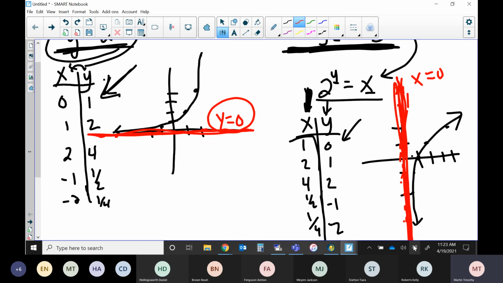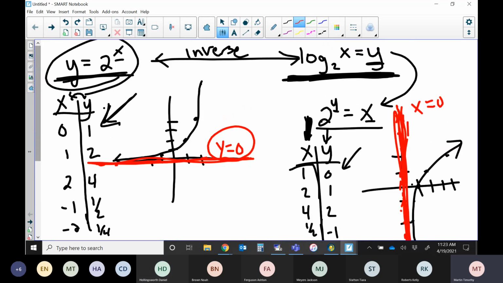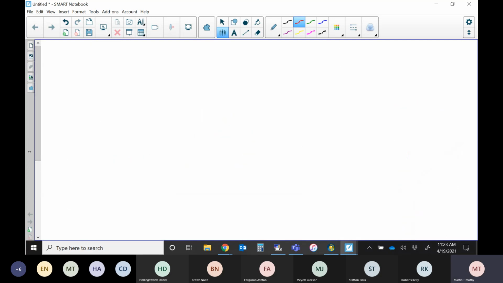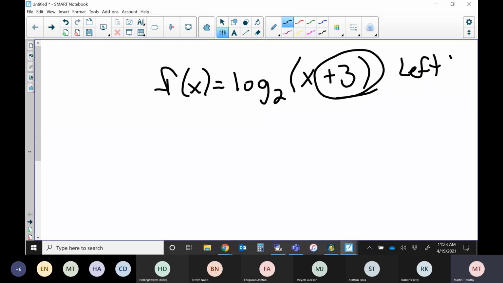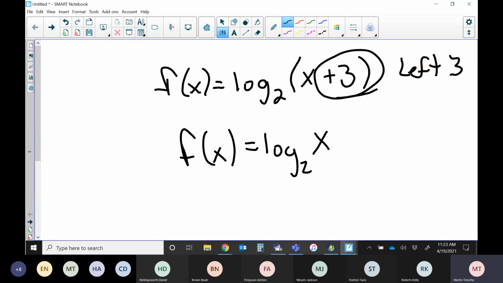All right, so that is kind of what we're graphing today. And just like we have done in the past, all the stuff that we've done in the past still applies. If we say f of x equals log base 2 of (x plus 3), because this thing is in parentheses, this would move it to the left 3. And remember, my original or parent function for this would be log base 2 with just an x.